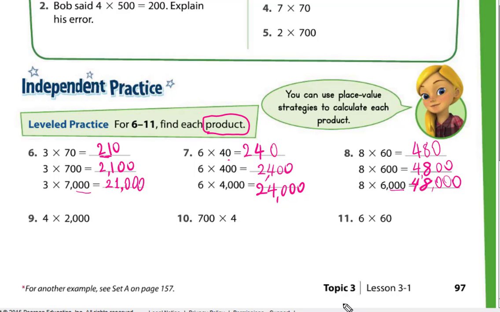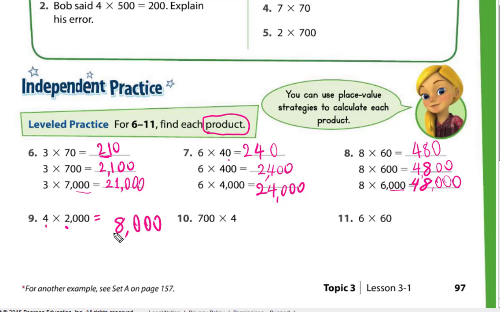Rakan? Question number 9. How many zeros? 3 zeros. And 4 times 2? 8. Thank you. So the answer is 8,000.